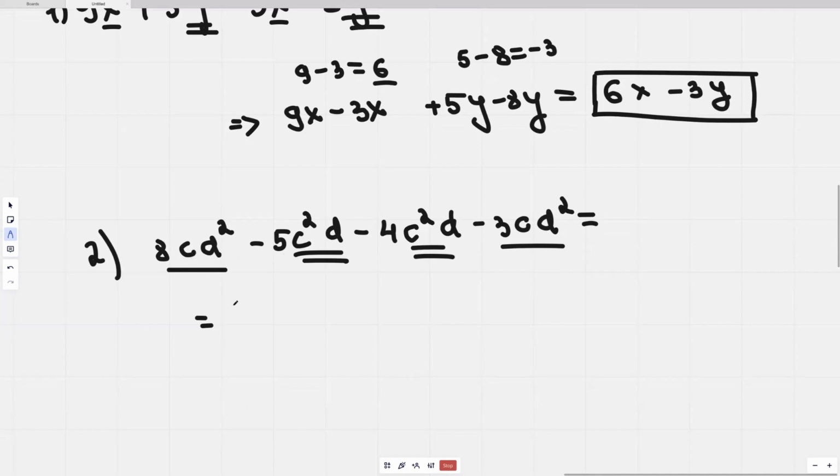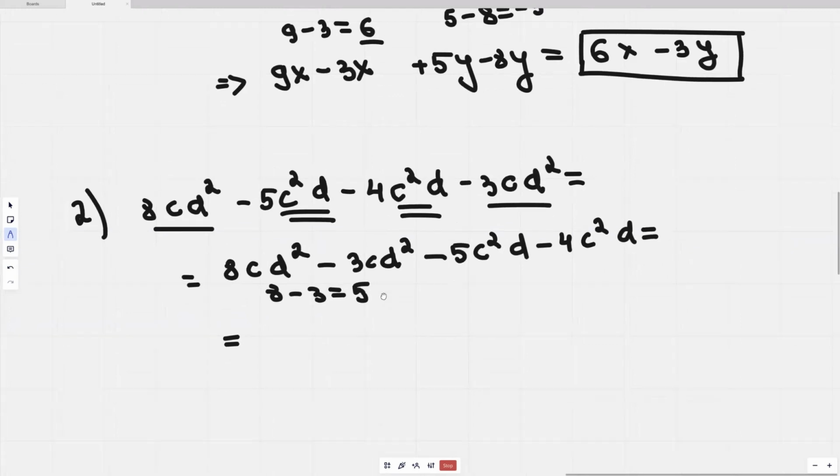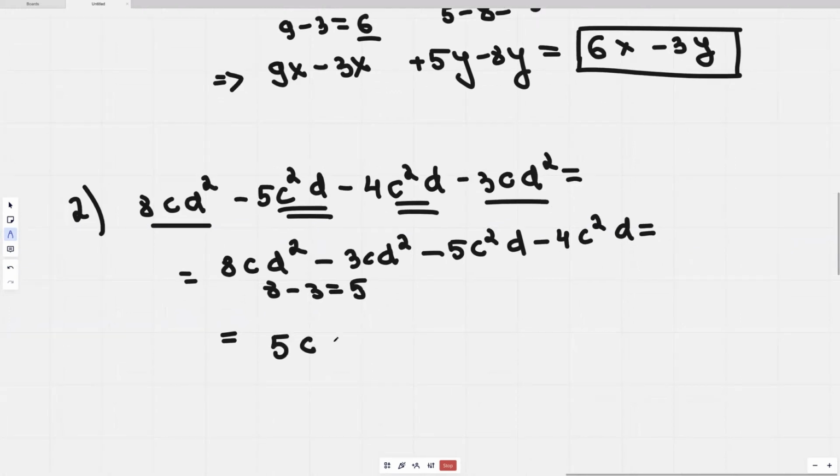Firstly, we have to write them next to each other. So 8CD squared minus 3CD squared, minus 5C squared D and minus 4C squared D. Now we have to subtract the coefficients here. 8 minus 3 is equal to 5, which means 5CD squared will be our final result for that part.